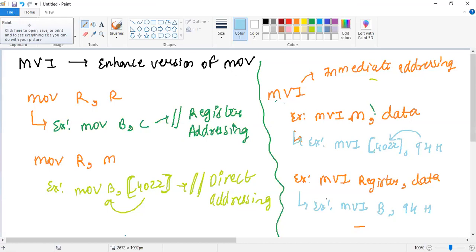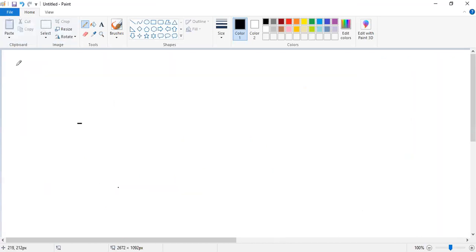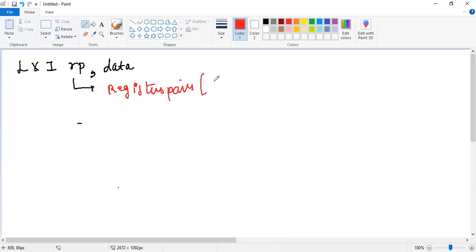Okay. So now there's something which is called LXI: LXI RP, and this is your data. RP means what? As I told you, RP means your register pair. And as you have BC, DE, and HL as register pairs, these are all our register pairs. So for simplification, just keep this thing in your mind.